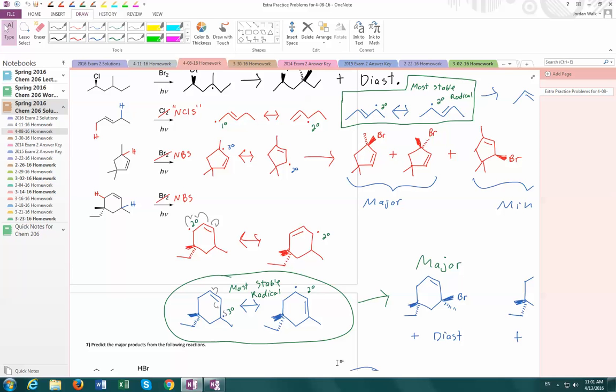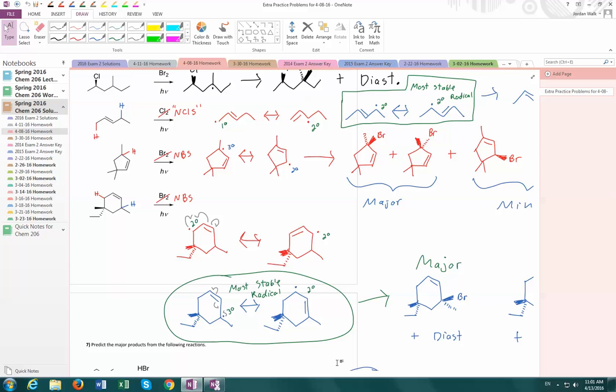Now, how many radicals is this picture indicating? How many radicals are in red here? Just one, right? Because we're looking at resonance structures. So these aren't multiple radicals, it's just two different contributors, two resonance contributors to one radical. So here we've got our red radical. We could also abstract the blue proton. So in that case, we get this blue radical.